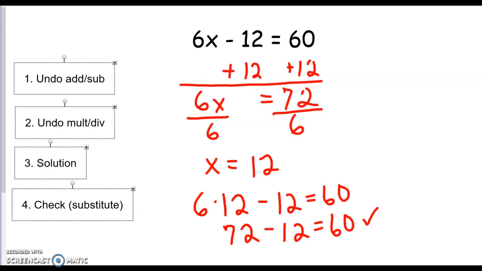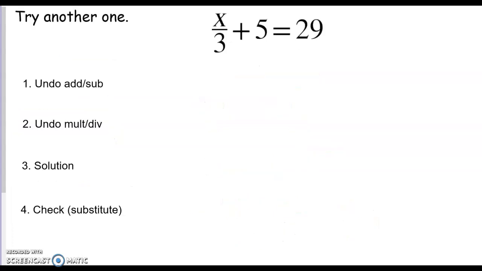Okay, here we go. I added 12 to both sides, and then I divided both sides by 6. I came out with x equals 12. That is my solution. x equals 12. I substituted it back in and checked it to make sure that it was okay. All right, let's have you try one more with division. So pause your video, try this one, and then come back and see if you got it correct.